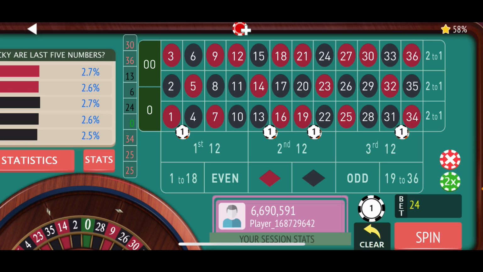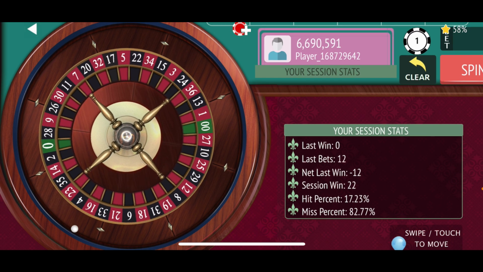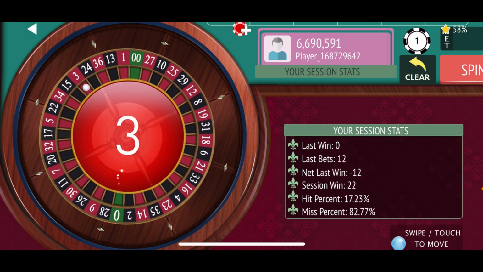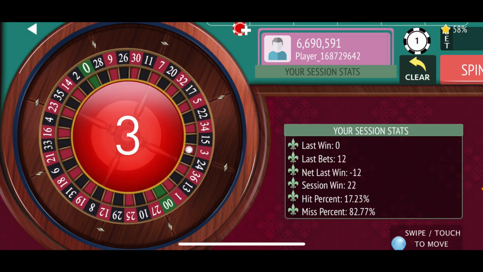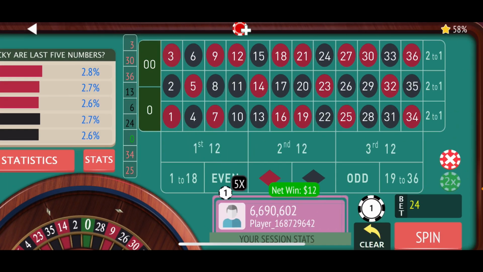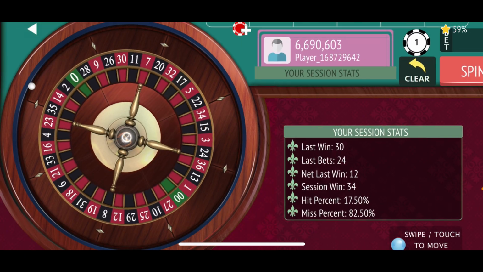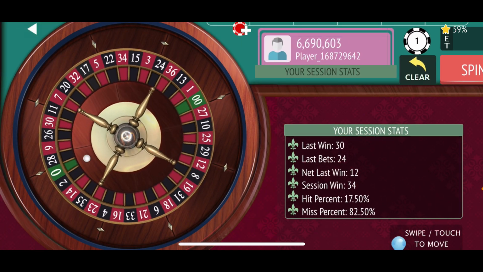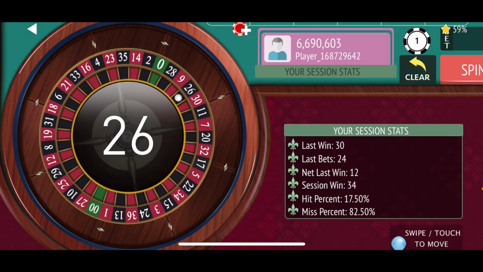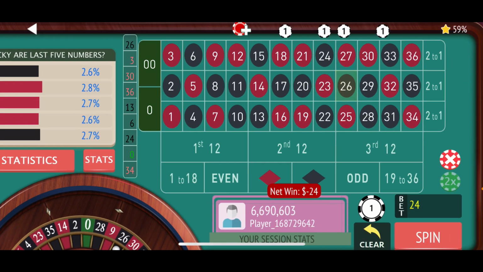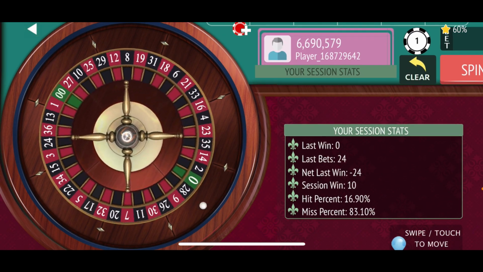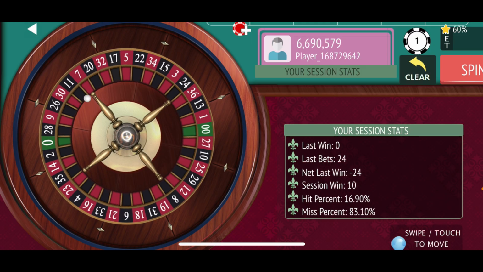We're starting series 1, best of 3. Spin, or game 1. All right, 3's a win. We start off with a win. Let's see if we could get back-to-back wins. Repeat, bet, spin again. 26 black is a loss, so we're 1 win, 1 loss. This is the deciding game, win or lose.